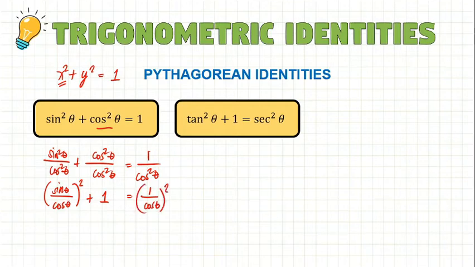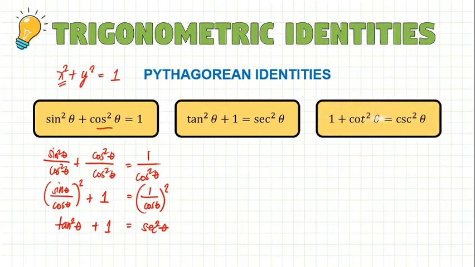Now, sine theta over cosine theta, from our quotient identity, is just equal to tangent theta, right? And tangent theta squared is just tangent squared theta, plus 1 equal to 1 over cosine theta, which is secant theta. Squaring that, we have secant squared theta. So we have the second identity. Okay? And the third identity is this one, 1 plus cotangent squared theta equal to cosecant squared theta.